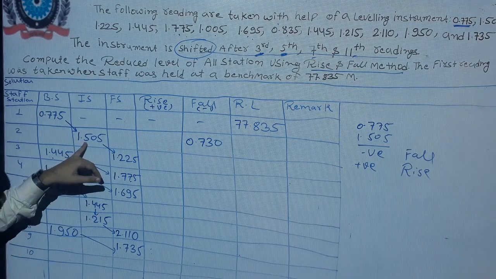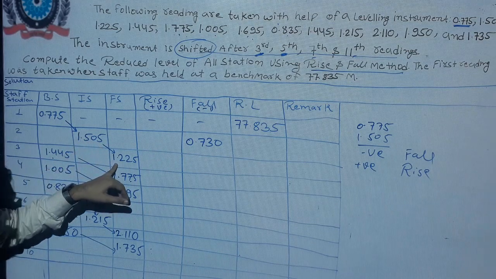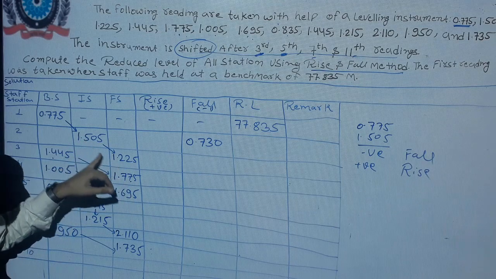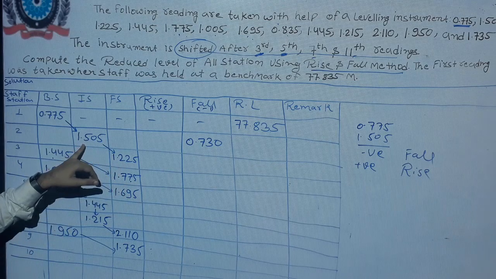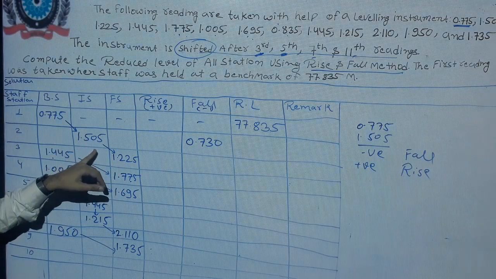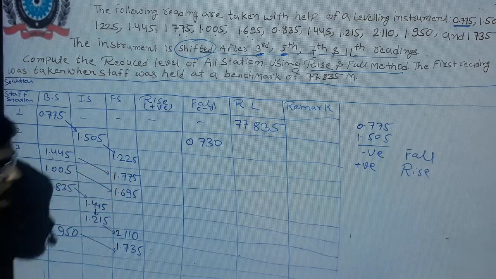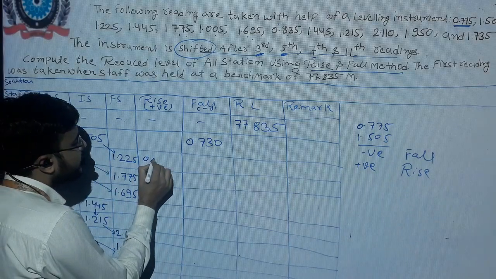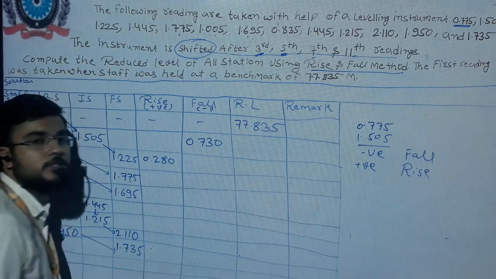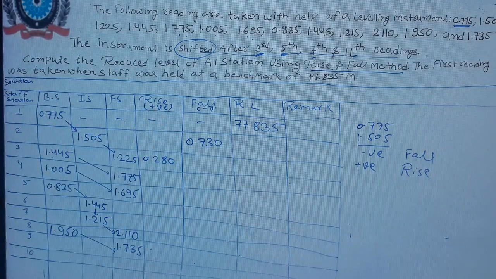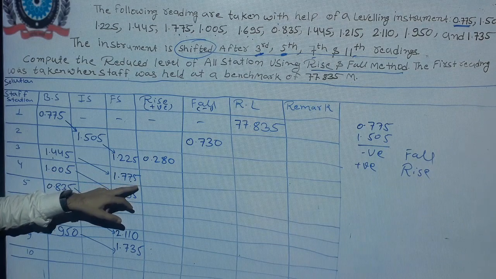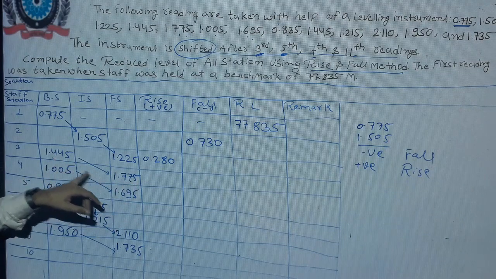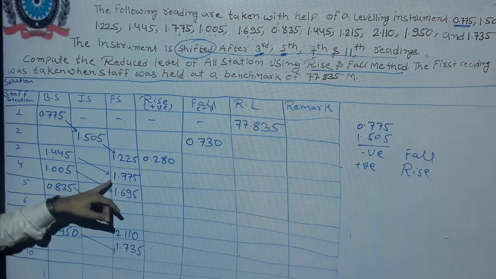Next, 1.505 minus 1.225. We all know this difference is a positive difference. So the reading is 0.280. A positive reading is always written in the rise column. Now move forward. 1.445 minus 1.775. It means the difference is negative. So I will complete this table.